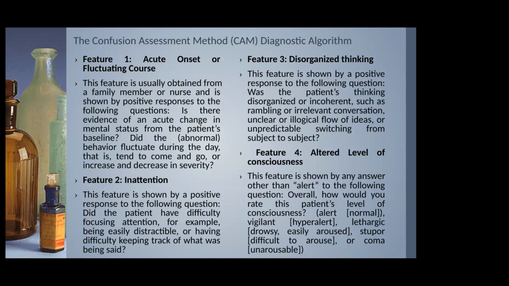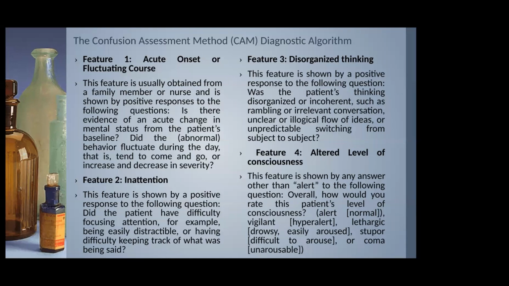The third one is disorganized thinking. Was the patient's thinking disorganized or incoherent, such as rambling or irrelevant conversation, unclear or illogical flow of ideas, or unpredictable switching from subject to subject? The last one is altered level of consciousness. This feature is shown by any answer other than alert to the following question: overall, how would you rate the patient's level of consciousness? Is it alert or normal, vigilant or hyperalert, lethargic, stuporous, or is the patient in a coma?